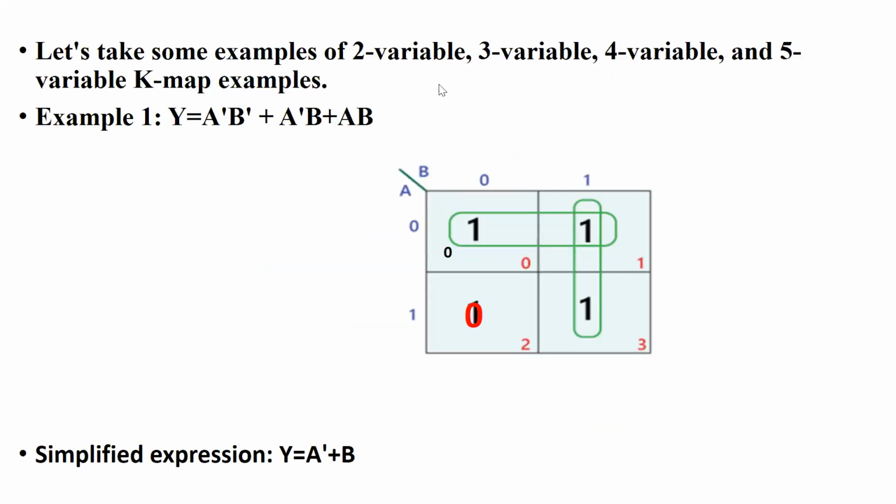Now suppose we will do some example, two variable. Okay, so first just write down the question. So two variable, Y is A dash B dash, suppose this is the expression which is given, plus A dash B. So it is a sum of product. You can see from the question that is given, it is sum of the product. So it is a min term. So I will enter all ones.